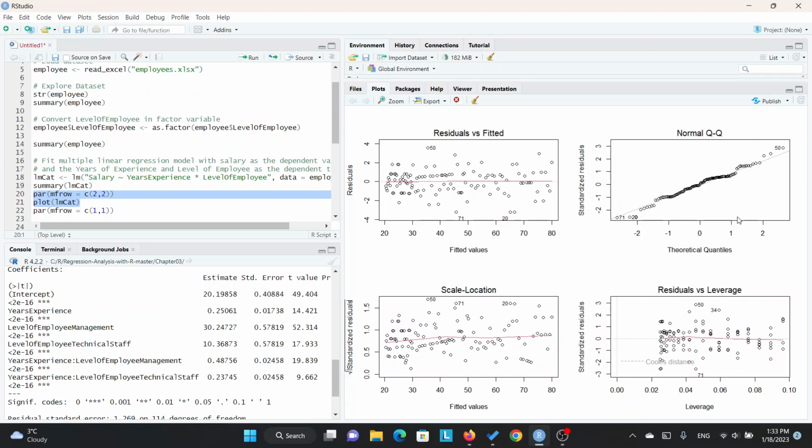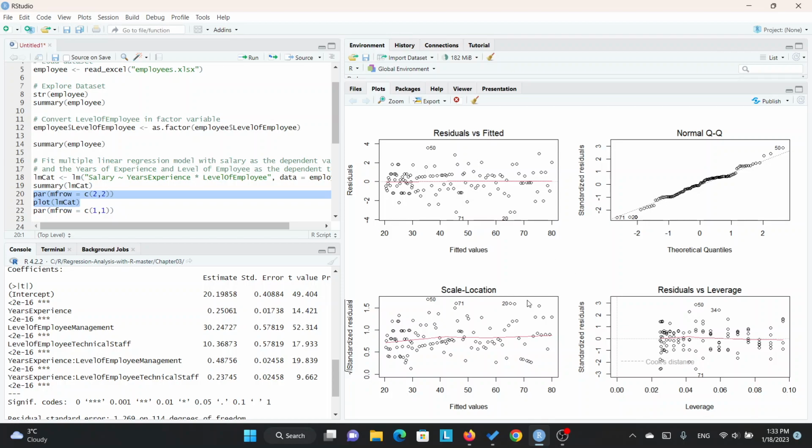If you look at the normal QQ plot, which is trying to estimate if our residual is distributed normally, we can see that it approximately follows the straight line. So that means our epsilon, our residual, is in fact approximately normal with mean zero and standard deviation sigma.